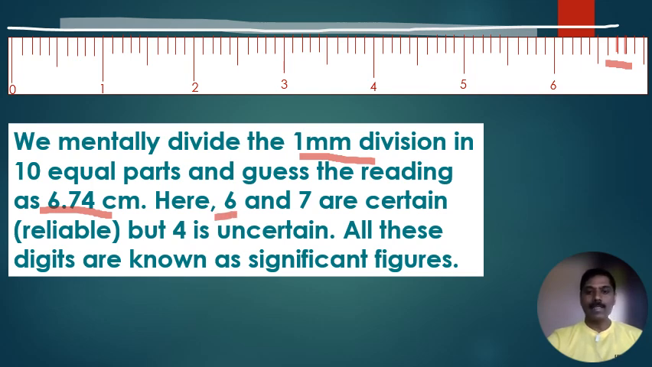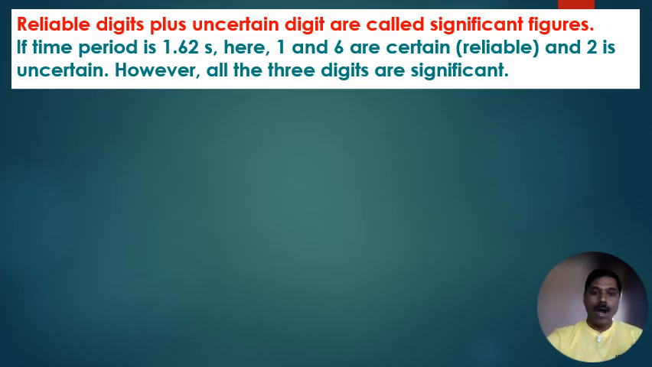In this case, 6 and 7 are very certain, but the last digit is uncertain. Why? If 3 different persons measure the length of the same string, one may say that it is 6.74 centimeters, the other person may say that it is 6.75, the next person may think that it is 6.76 centimeters. That means this third digit in this number is uncertain. But everybody is sure that it is 6.7 something. Hence, we say that 6 and 7 are certain and reliable numbers, whereas 4 is uncertain. And all these 3 digits are known as the significant figures.